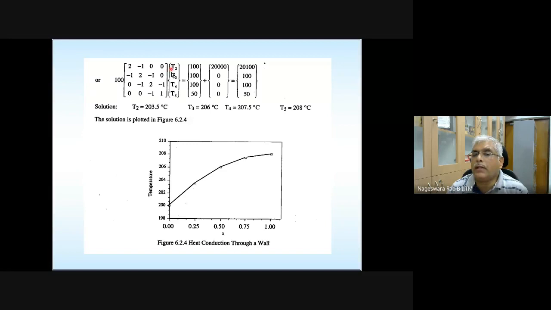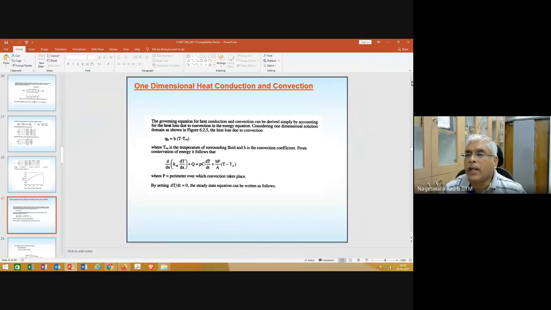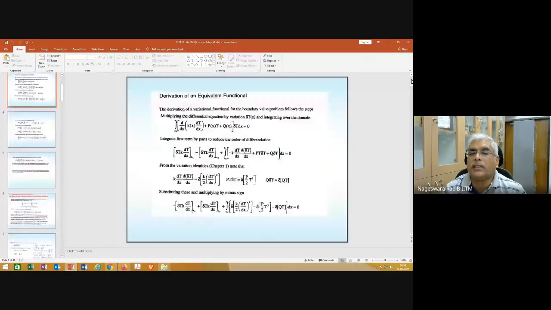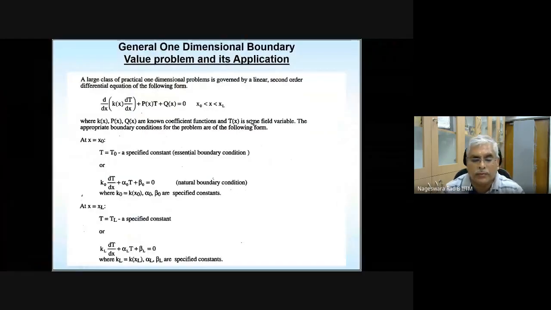And once you have T1, T2, T3, T4, T5, with T1 being 200 degrees centigrade, you can plot across the thickness of the wall, the thickness of 1 meter, how the temperature distribution is going to be. So this is about steady state heat conduction, an application of the general boundary value problem that we looked at. In tomorrow's class, we'll see heat conduction and convection. And there you can see additional terms coming in. So this is how you can see the application of this. And once you are comfortable with this, you should be able to solve any boundary value problem.